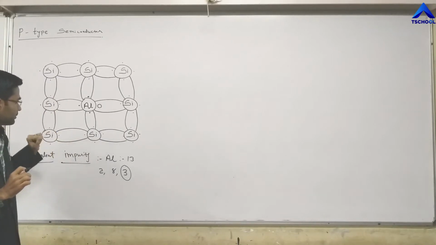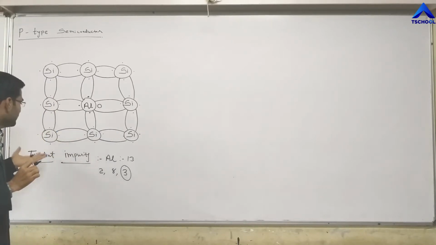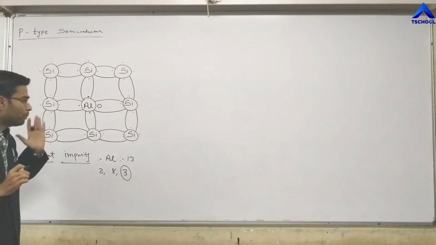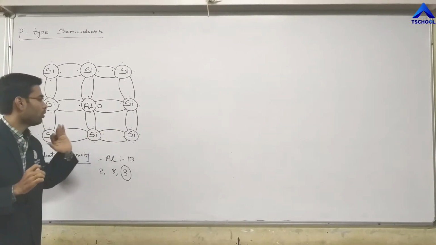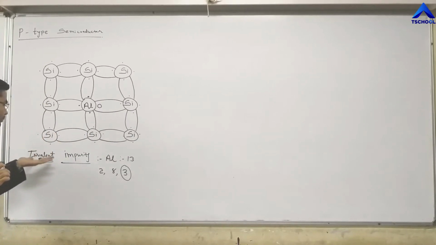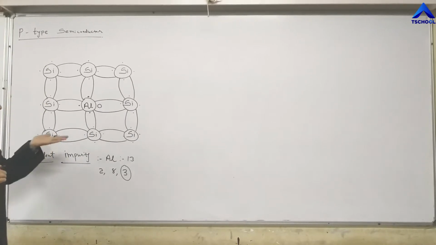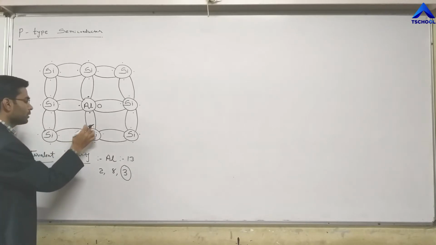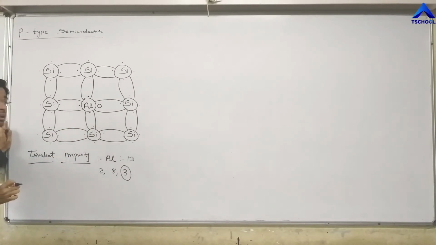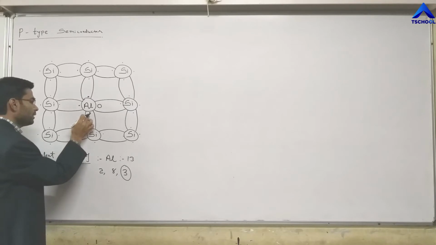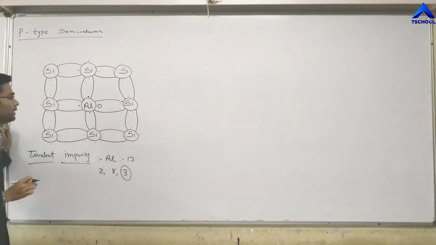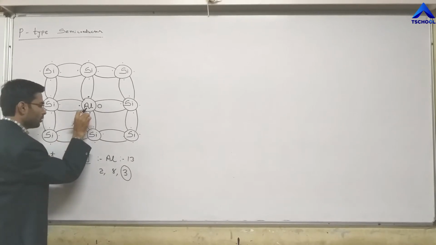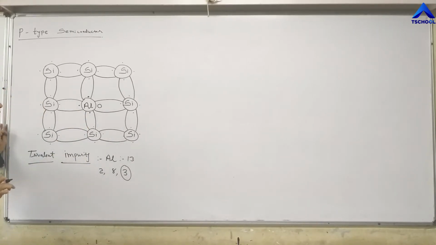Now whenever we increase the temperature or apply a potential difference across this silicon crystal, we increase the energy, the covalent bond breaks, and the electron becomes free from the covalent bond.